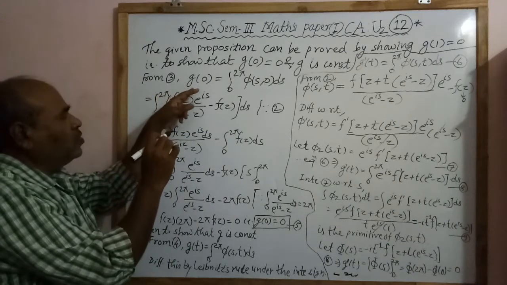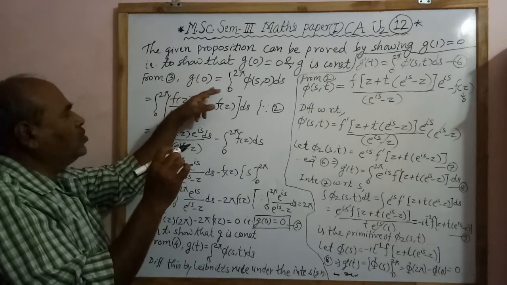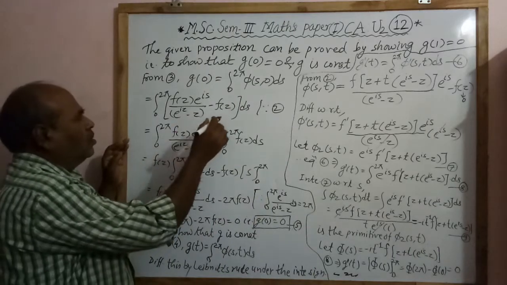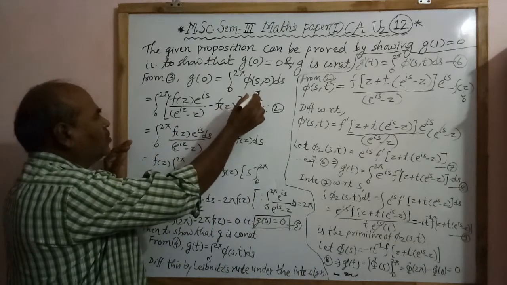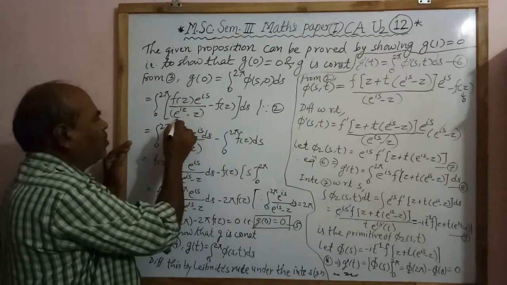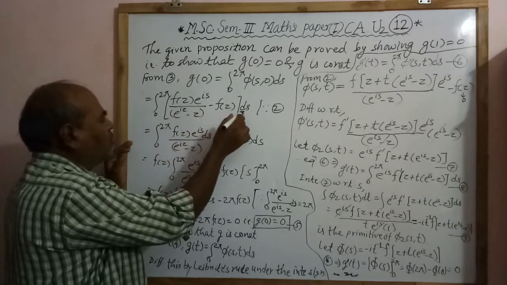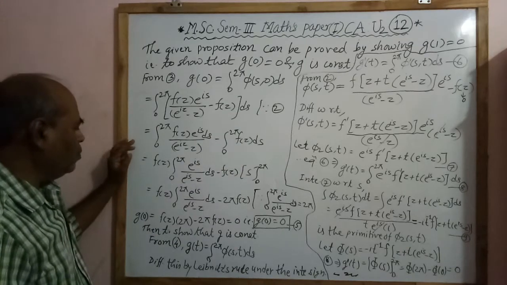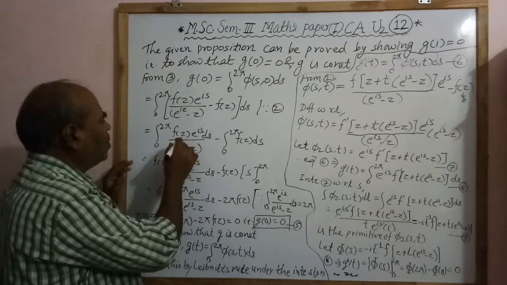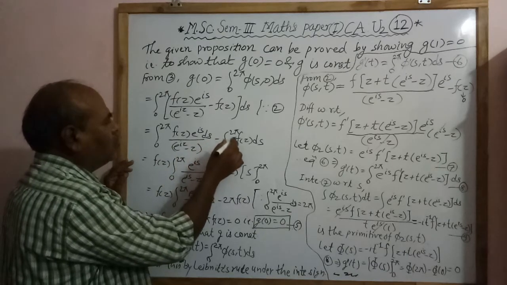From equation 3, we have g of 0. We put t equal to 0 in equation 3, therefore g of 0 equals the integral from 0 to twice pi of phi of s0 ds. Now put the value of this phi of s0. We get the integral from 0 to twice pi of f of z e to the power is divided by e to the power is minus z, minus f of z, ds. Therefore, the integral from 0 to twice pi of f of z e to the power is ds divided by e to the power is minus z, minus the integral from 0 to twice pi of f of z ds.